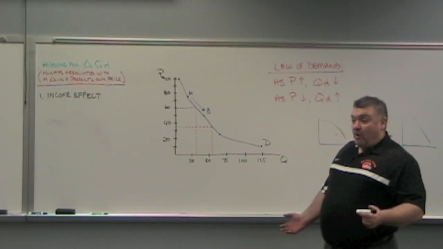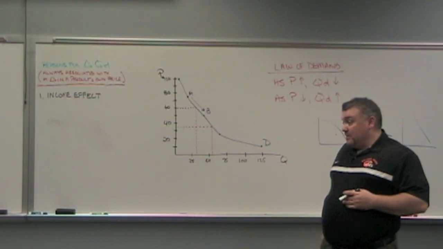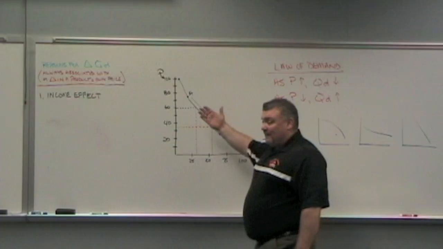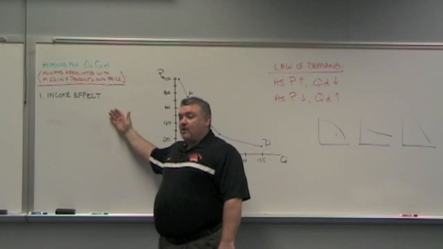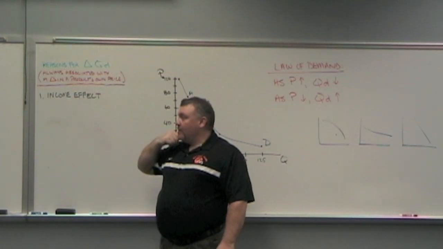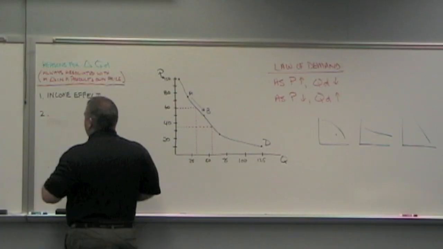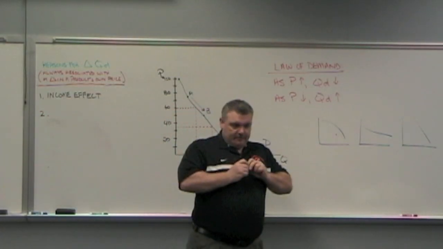Absolutely. Why? Because when they found out it was on sale, it put more money in their pocket, they spent the rest on another unit. That's the income effect. Okay. That's why we buy more. One reason we buy more when the price falls. Make sense? Okay. Now, second reason. Second reason's a little different.